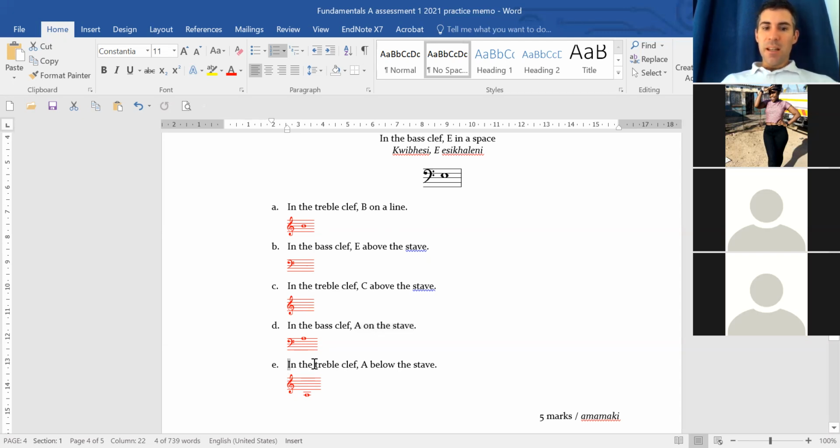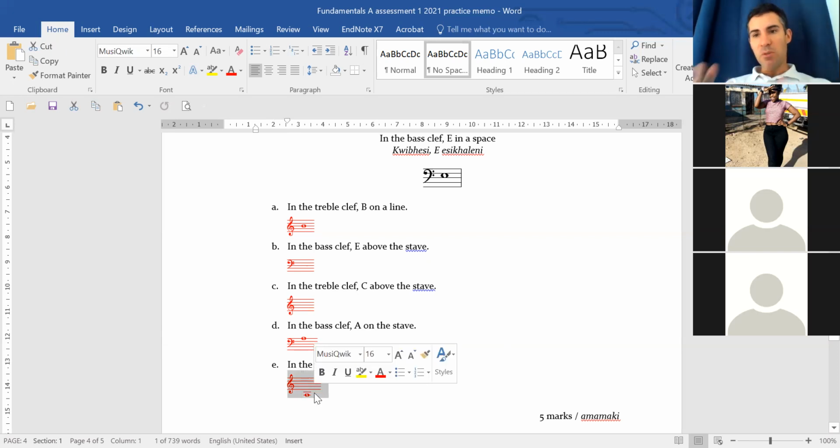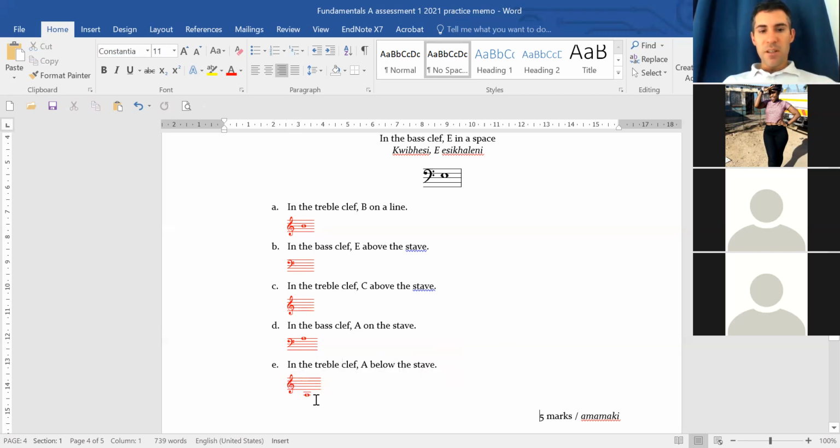Okay, then in the treble clef. So there's the treble clef. A below the stave. And there I've put the A below the stave. You just have to count backwards from the lowest line. The lowest line is E, the space is D, the first ledger line is C, then that space over there is B, and then the second line is A. Okay.